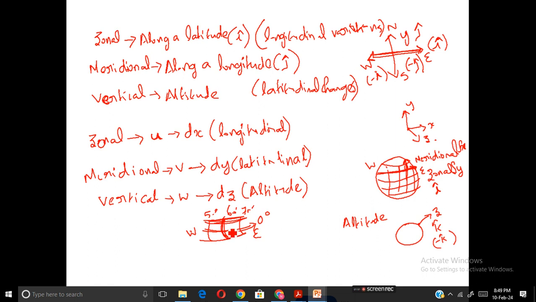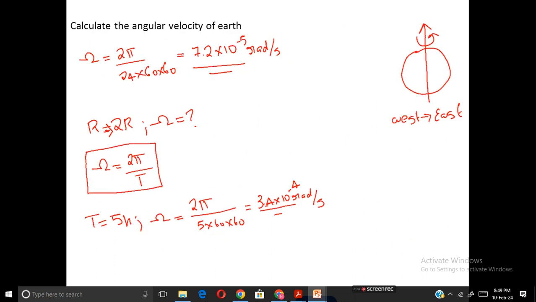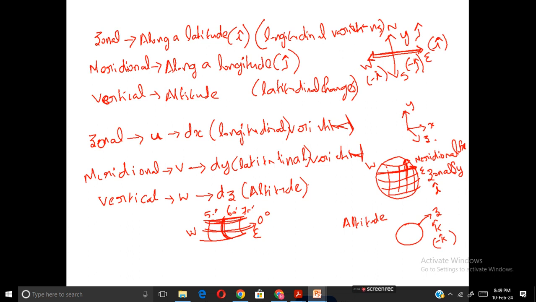Clear? I hope it is not confusing actually. So this is basically variations. I am moving along a latitude and I am having longitudinal variations. Change in longitudes is represented as dx, and here I am having latitudinal variations. Change in latitudes is represented as dy, and altitude is just height, how it is changing along the height. I hope it is clear. I hope I didn't confuse you.